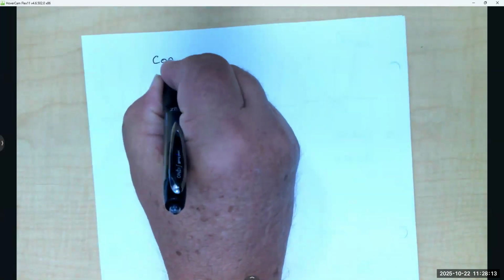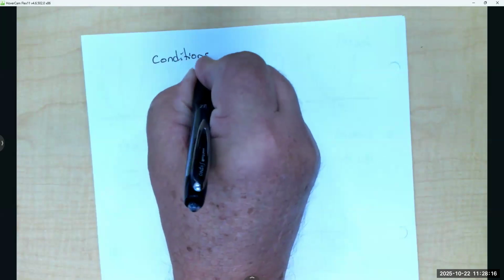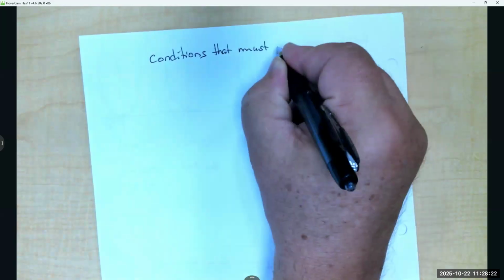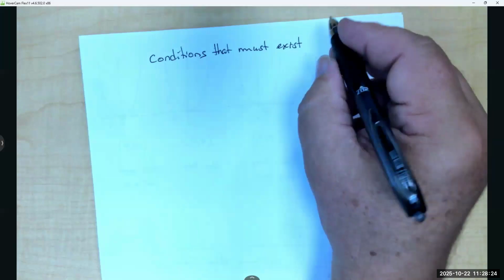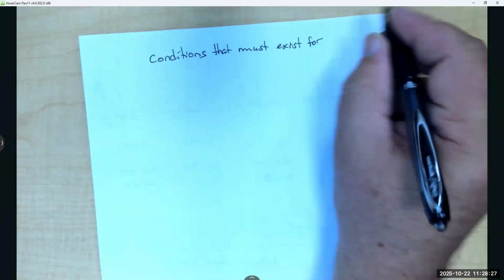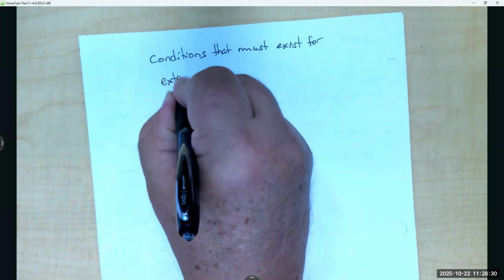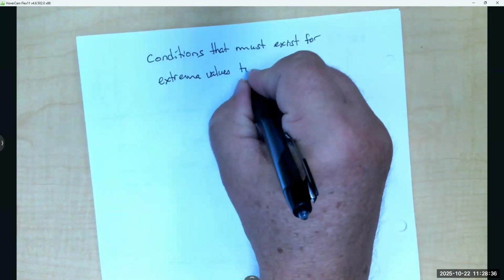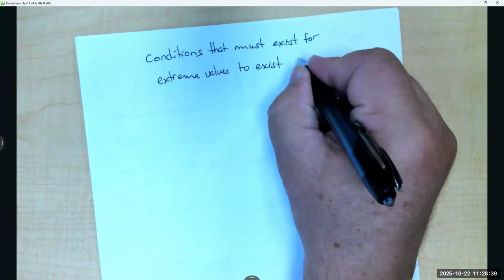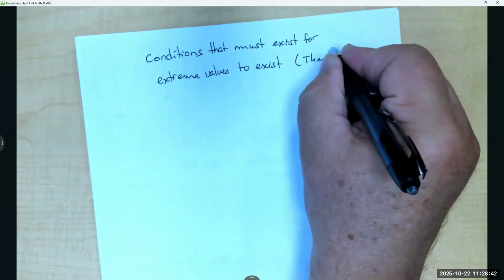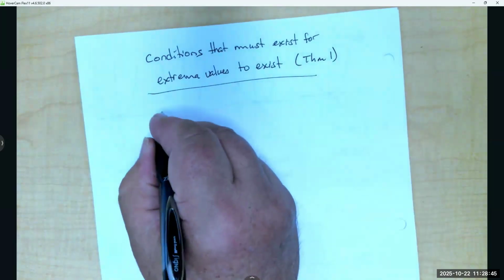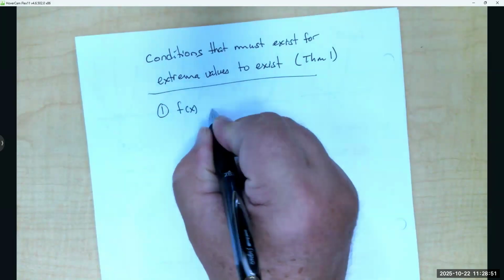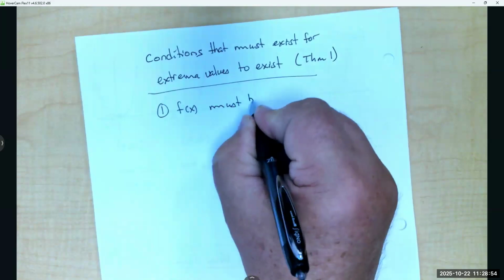So, the conditions that must exist for extrema values to exist, according to theorem 1: f of x must be continuous.